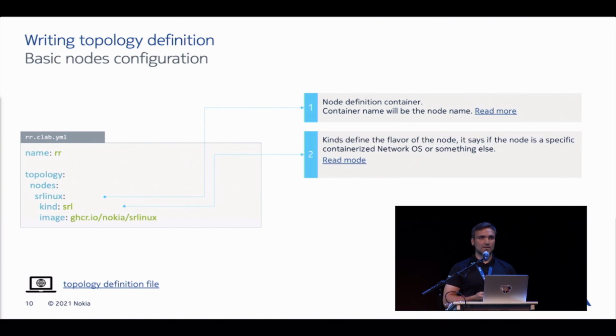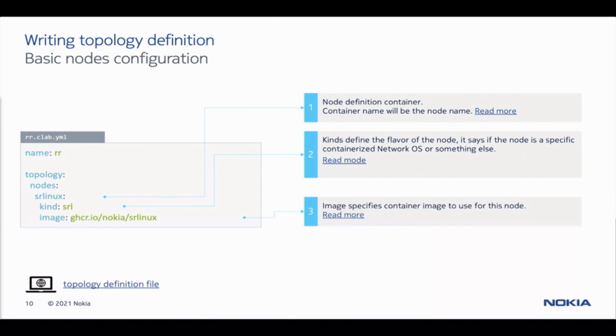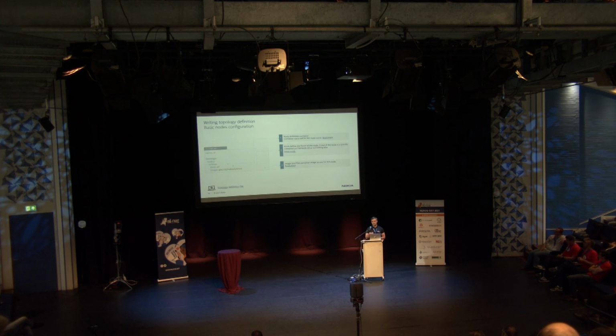Then the node must have a kind. And kind is actually what makes Containerlab understand how to spin this node. Is it a cEOS container? Is it VMX? Is it cRPD? Is it something else? With kind, you set the expectations, like what this node really is. And the third thing is the image. Containerlab works with containers, so you need to have a container image on your system or pullable from a public container registry. In our case, SR Linux is publicly available on GitHub Container Registry, so I can use this name here, and it will pull it for me.